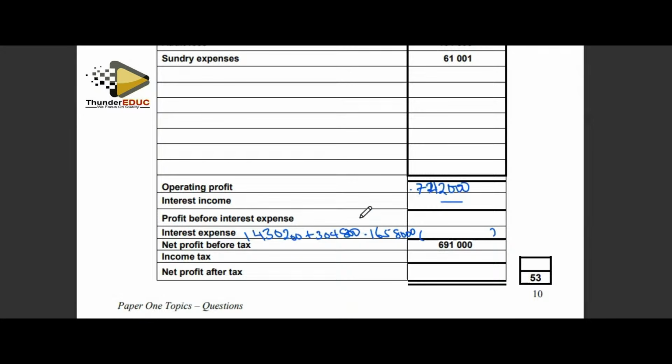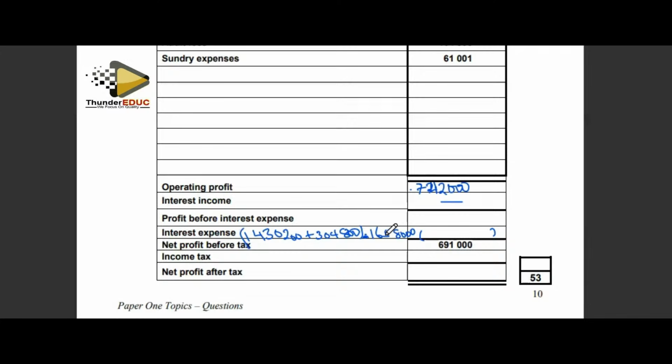When you look at those two figures, this figure is bigger than this one. These two added together is bigger than this one. Now, what makes this figure bigger than this? The interest which we paid.